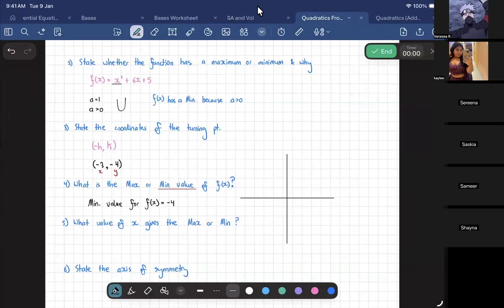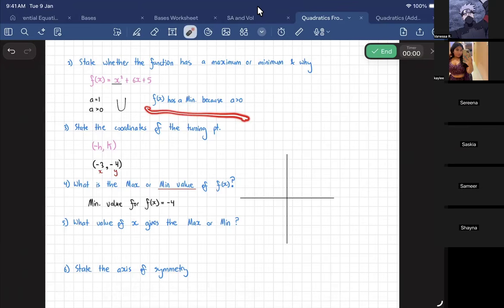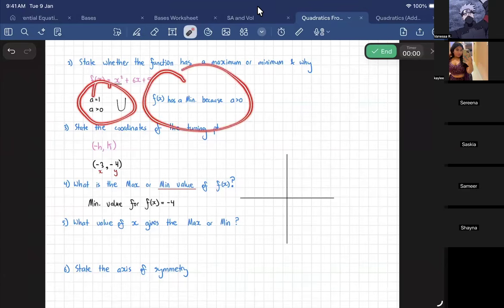Let me do a quick sketch of this. So for number 2, you don't need to draw it. This is a statement they're looking for. You need to write that statement. You don't really understand this? No, I only know it's a minimum because the graph is going up.